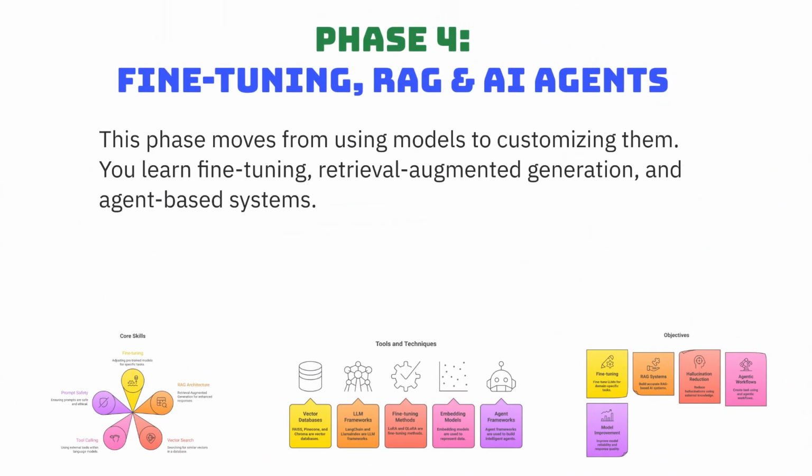Phase 4: Fine-tuning, RAG, and AI agents. This phase shifts your focus from simply using models to actively customizing them. You will learn fine-tuning methods, retrieval augmented generation, and agent-based architectures. These approaches enable AI systems to use external knowledge and tools effectively. They are essential for building reliable, enterprise-ready generative AI solutions and real-world deployments.